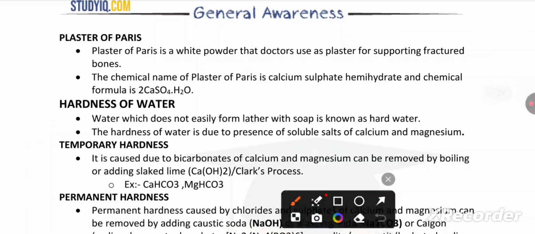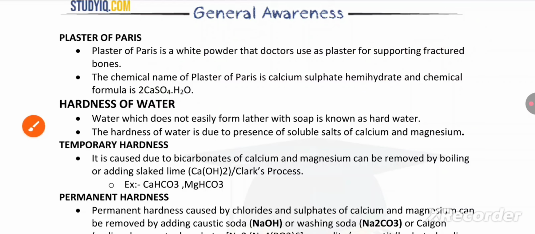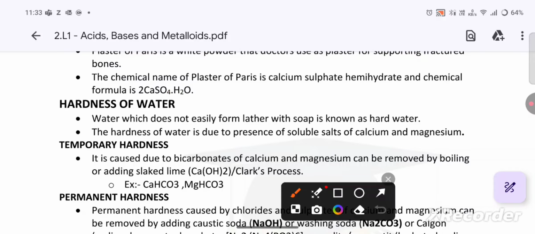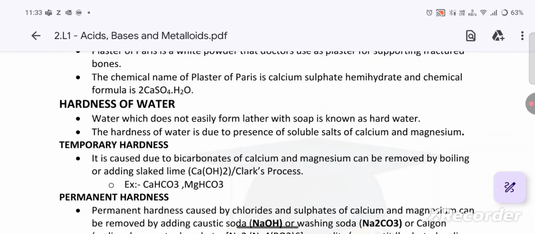Plaster of Paris, very important. This is a white powder, white transparent in color. Doctors use it as plaster for fracture of bones. When a bone fractures, the doctor will use the plaster to stitch it. We usually hear that word, plaster.